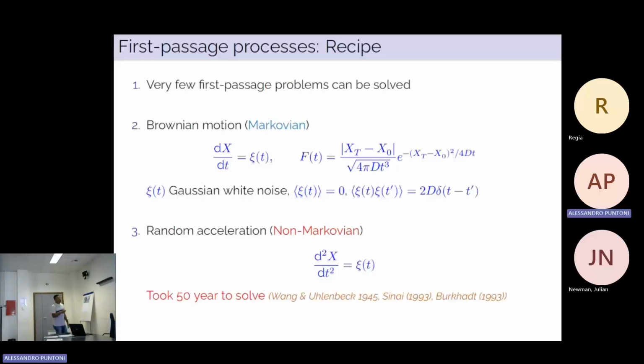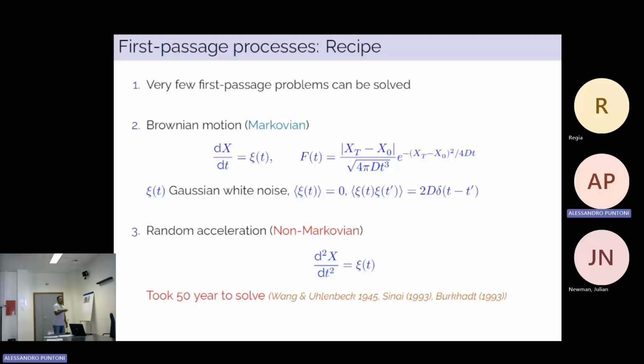But very few first passage problems can be solved exactly. To give an example, take the simplest one, Brownian motion, dx/dt with a random force; in technical terms, a Gaussian white noise. You can solve this problem using the method of images and others, and this is the first passage density. If you increase the complexity by one level, making it the second derivative in x, it becomes non-Markovian, because you need two time instances in the history to know what will happen at the next time instant.